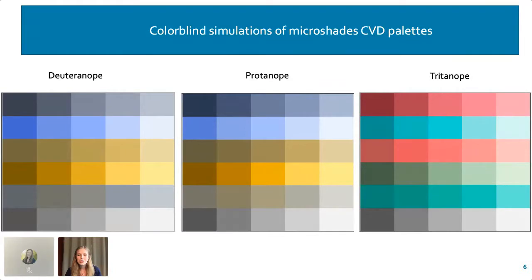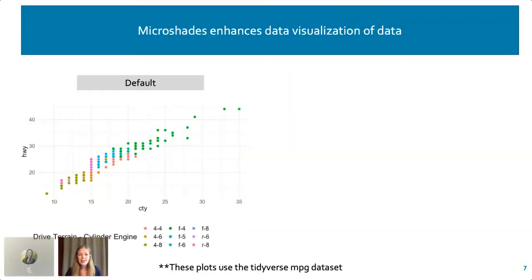This next slide shows the microshade CVD palettes under each type of CVD simulation. So you can see deuteranope, protanope, and tritanope. These colors are distinct and therefore universally accessible. Microshades palettes are easily accessed with our package and can be applied to any plot.